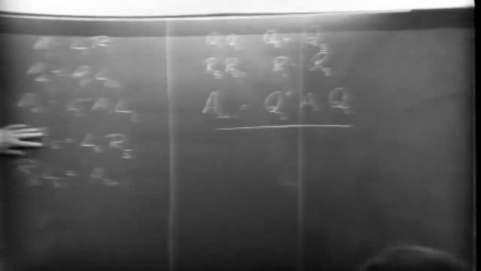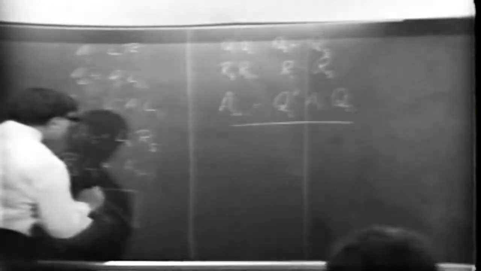Now we want to get some idea. Rutishauser put forward this proposal for the LR algorithm, and he proved that under certain circumstances the matrices A_s converged gradually to upper triangular form. They're all similar to the original one, and when we've got to upper triangular form to working accuracy, the eigenvalues are sitting on the diagonal.